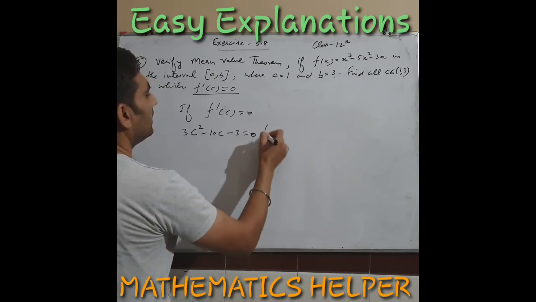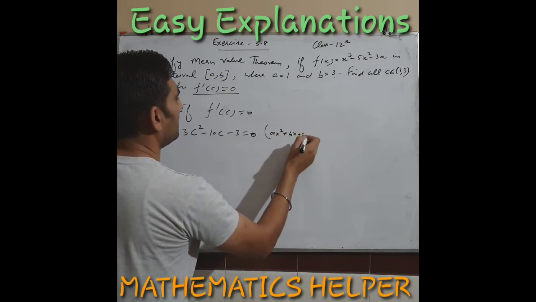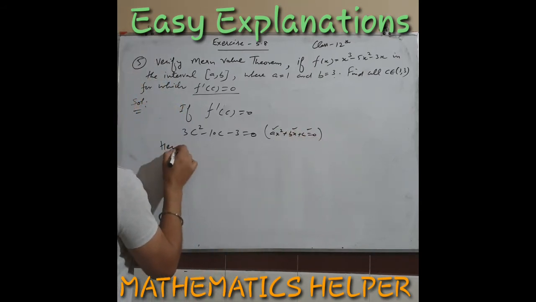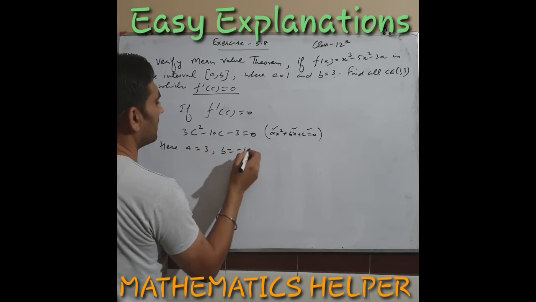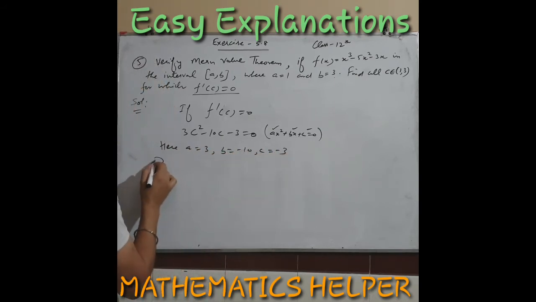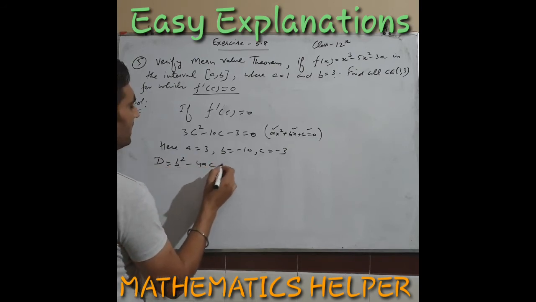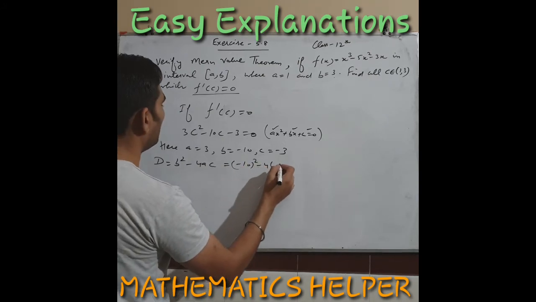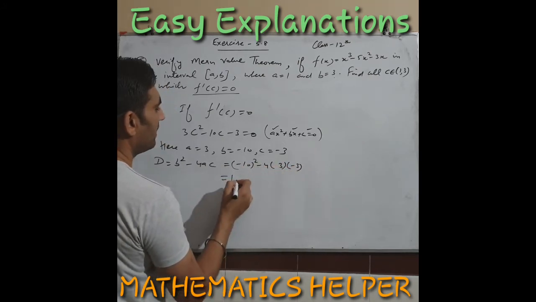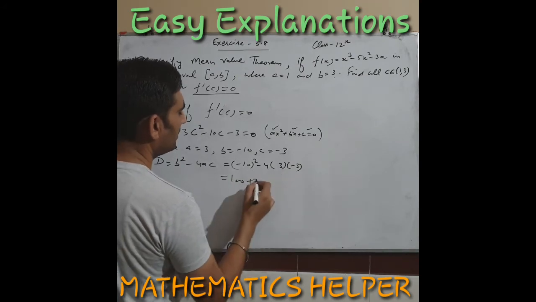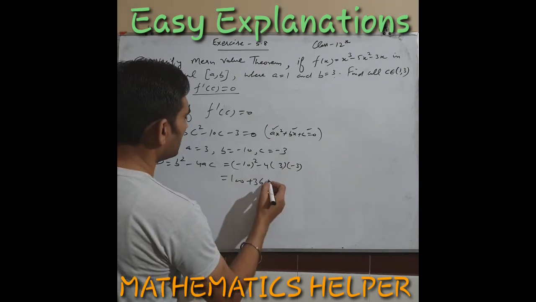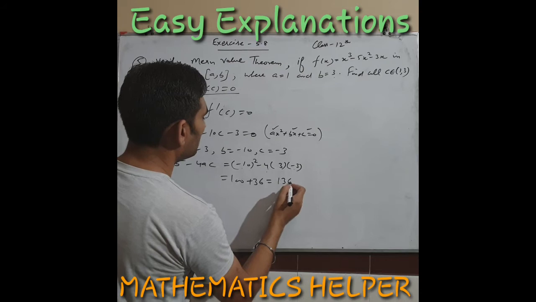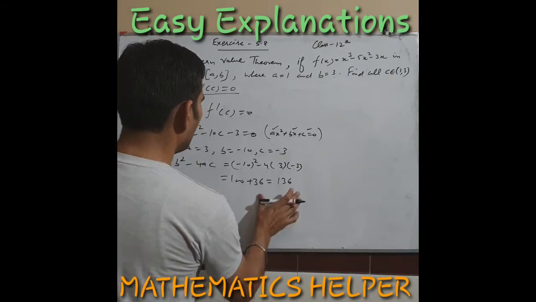Compare it with ax square plus bx plus c equal to 0. Just see what are the values of these coefficients. Here a is 3, b is minus 10, c is minus 3. Find the discriminant, which you already marked so many times in 10th class. B square minus 4ac means minus 10 square minus 4 into a, a is 3, c is minus 3, so 100 plus 36, which will give 136.